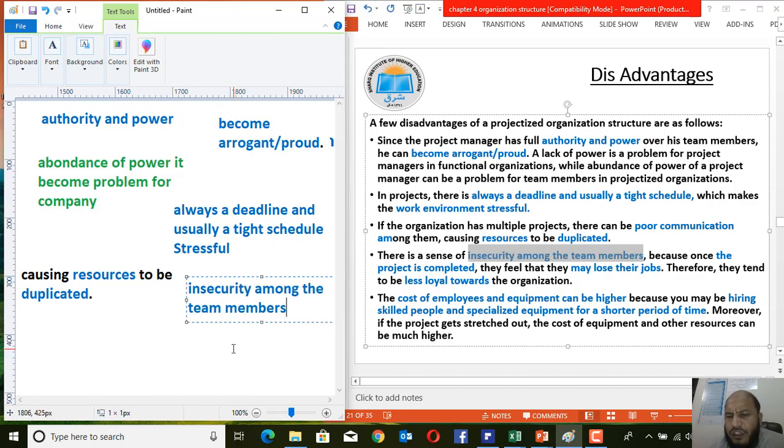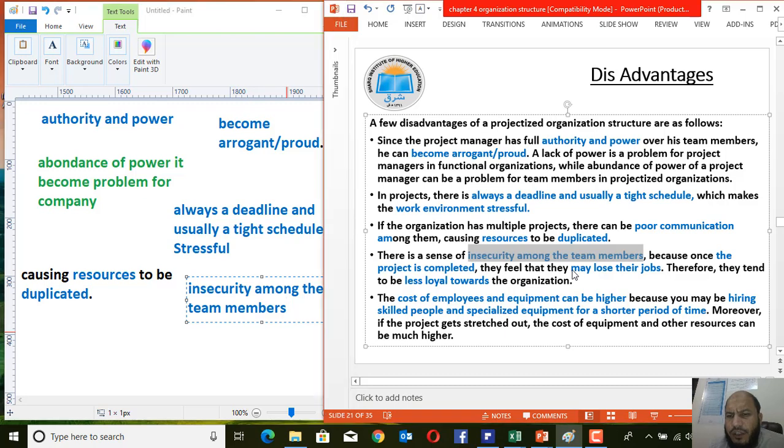Also, dear students, there is insecurity among team members about their job, because when the project is completed, they may lose their job, and therefore they tend to be less loyal to the organization. And when the closing date is near, for example, they will search for other jobs, and they will not take much interest in the project.